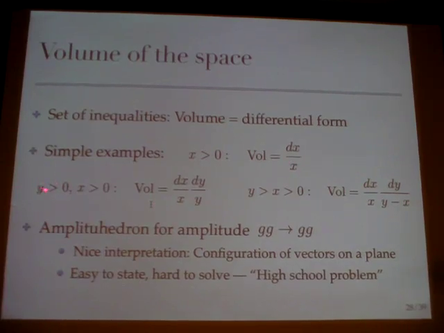For the two-dimensional space where y is bigger than 0 and x is bigger than 0, it's just dx over x, dy over y. And then we can have some more complicated versions: y is bigger than x and bigger than 0, where the range for y also depends on x. And the volume is dx over x, dy over y minus x.